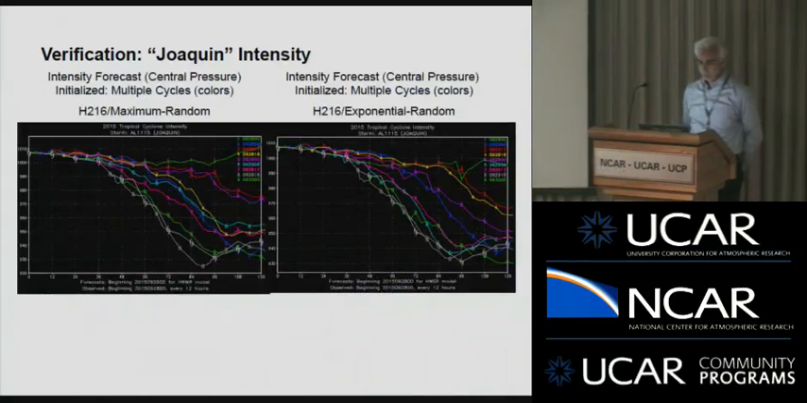As for intensity for Joaquin, this is now a plot of time versus pressure. This is the central pressure intensity. So again, the white symbols here are the observed intensity for the storm over this period, and the colors are the intensity for all 9 of the cycles that we ran for each case, which are each initialized at 6-hour intervals, so they're all starting at different times here. So we have MR overlap set on the left and the ER overlap set on the right.